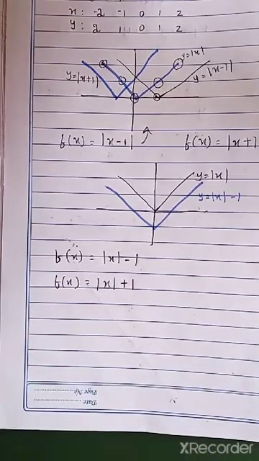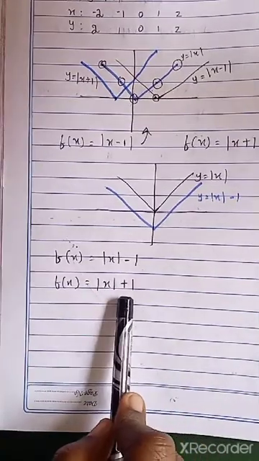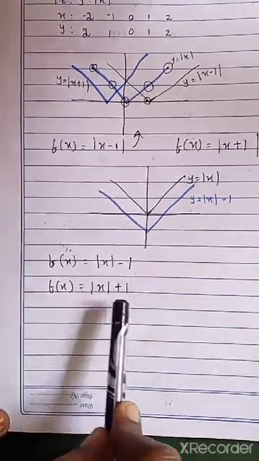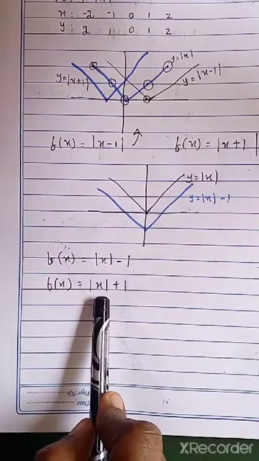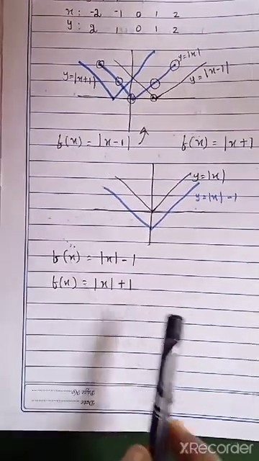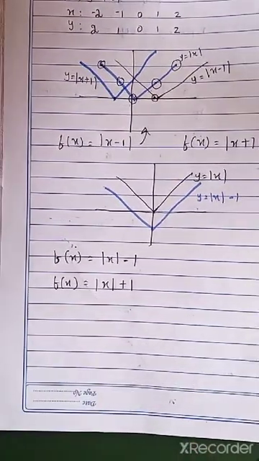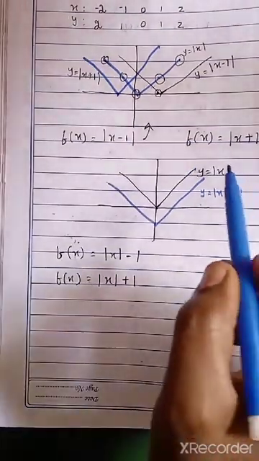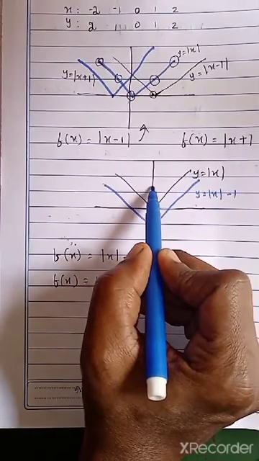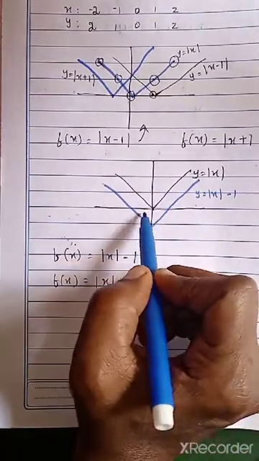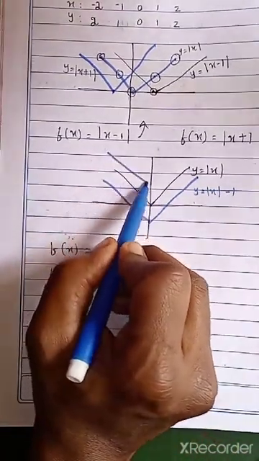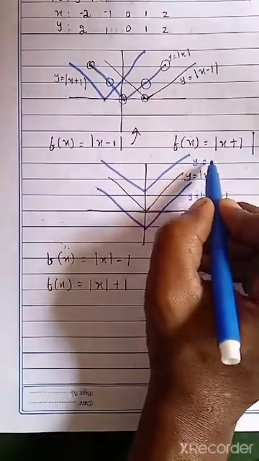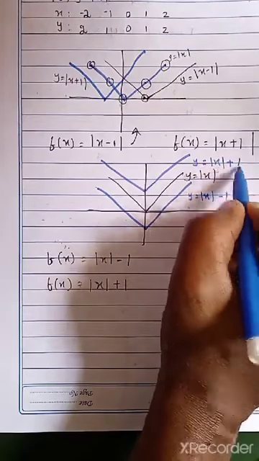So mod x plus 1 means I have added one number outside of the function. Mod x is the original function. So I have added plus 1 outside of the function. So what do I have to do? I have to move upward 1 point. So the graph will be like this. This is your y equal to mod x plus 1.